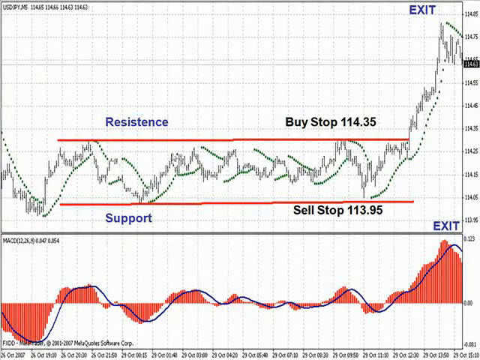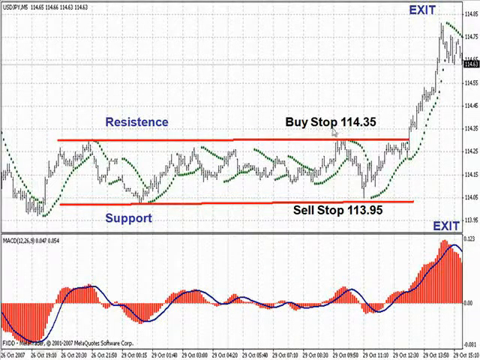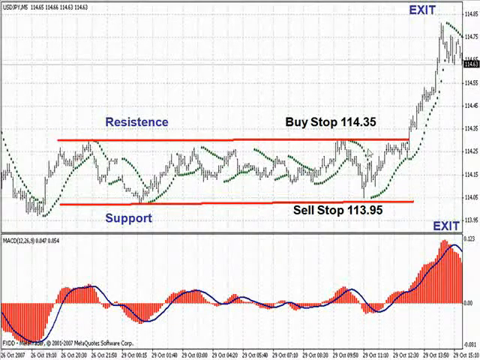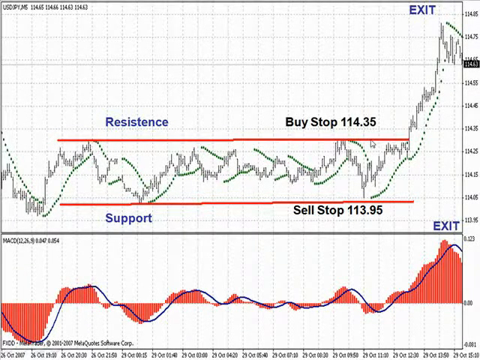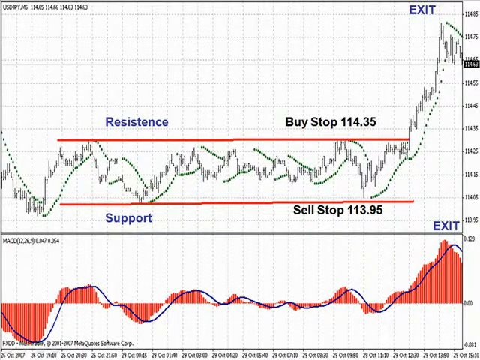Now let's take one more example. This is the US dollar Japanese yen 5-minute chart, and the currency is going sideways, and then suddenly there's a breakout. So we have placed a buy stop order over here and a sell stop order over here, 15 pips above the resistance and 15 pips below the support. Since there's a breakout on the upside, the buy stop gets executed.